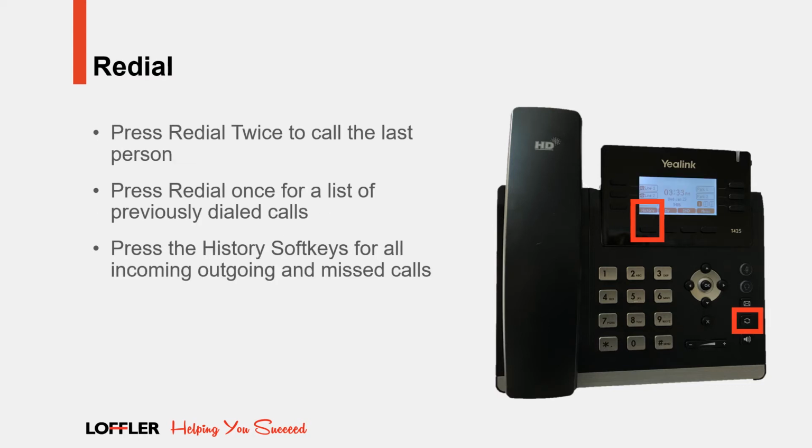To redial the last person that you called, press the Redial button twice. To get a list of your calls, press Redial once, or press the History soft key to get a list of all incoming, outgoing, and missed calls. Using the navigation keys, scroll through and select the person that you would like to call back, and select Send.